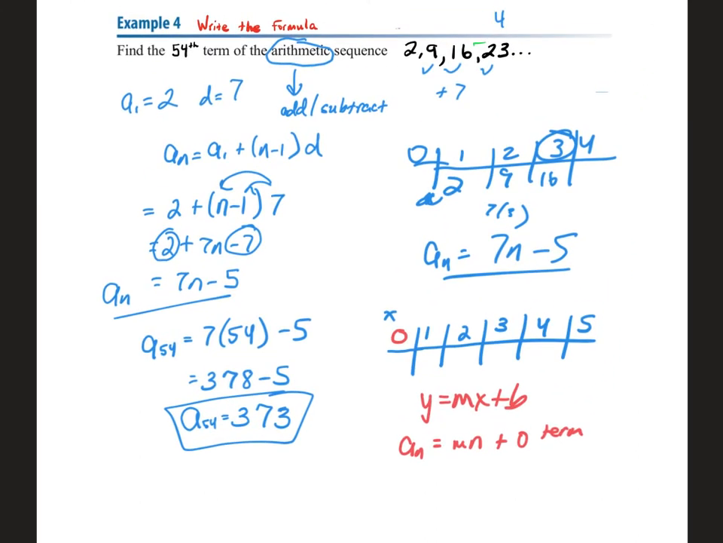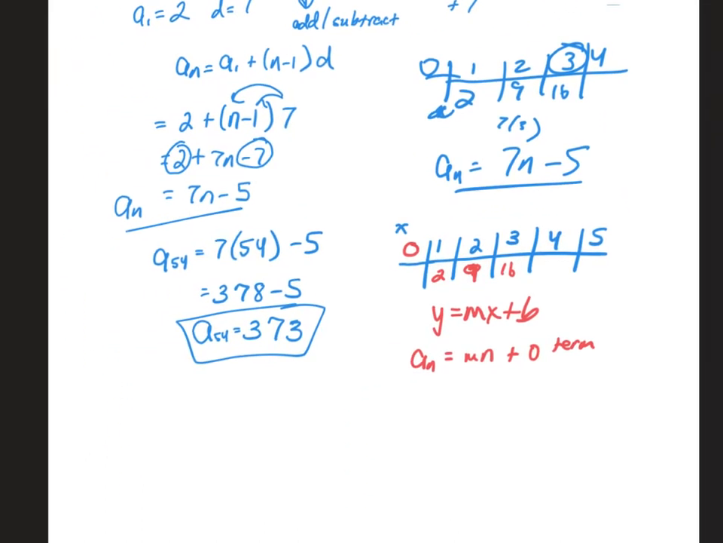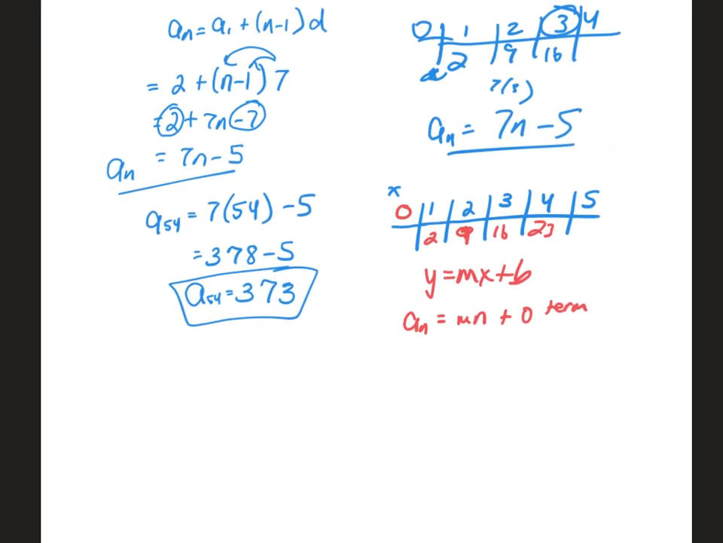So if the first term is 2, second term is 9, 16, 23, right? So what did we do every time to get to the next term? That's our common difference, our slope, right? So it's 7n. Now if we're adding 7 to go up, to get the term before, you would subtract the opposite. So what's 2 minus 7? Negative 5.